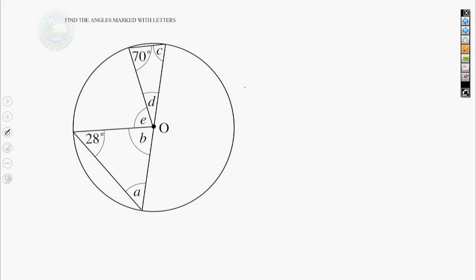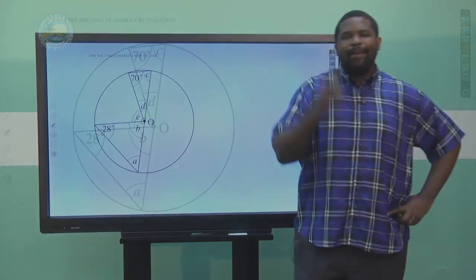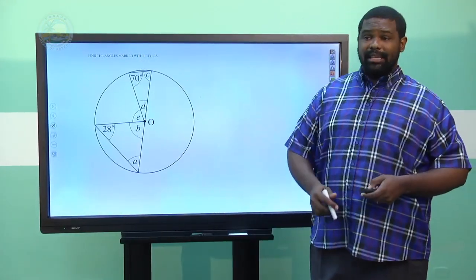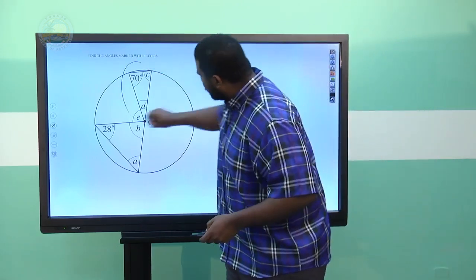How about this one? And I like this example because it still applies the rule that we were looking at, even though it may not look the same. Look at this triangle right here.